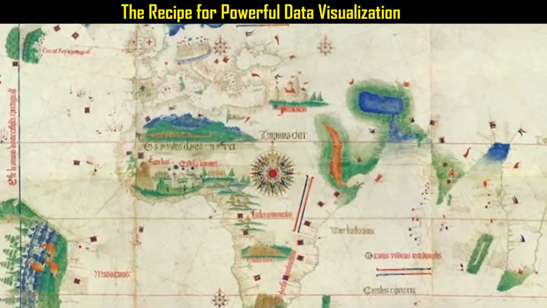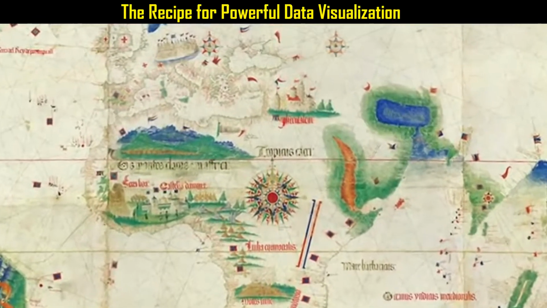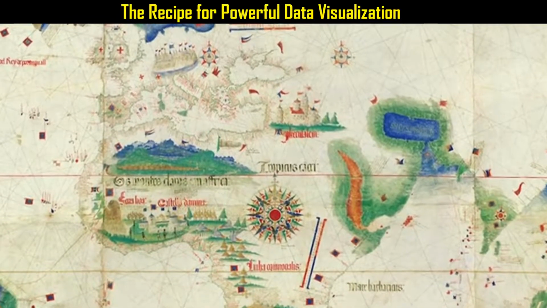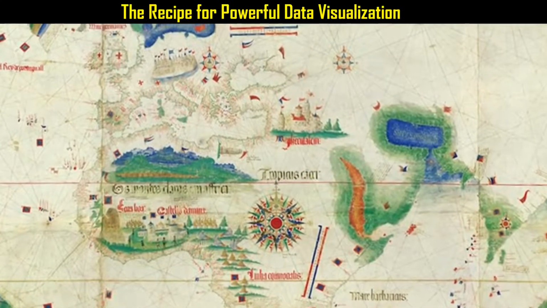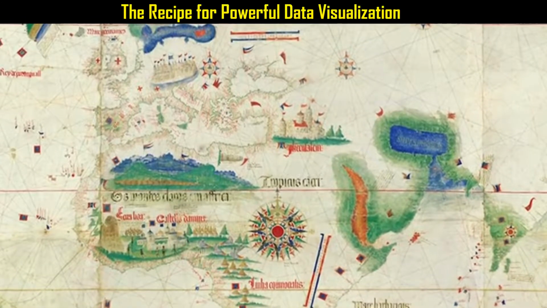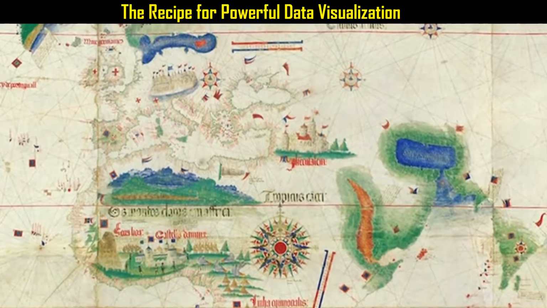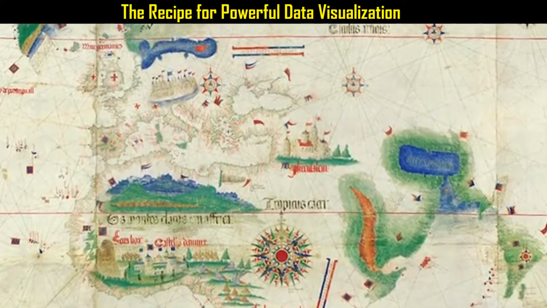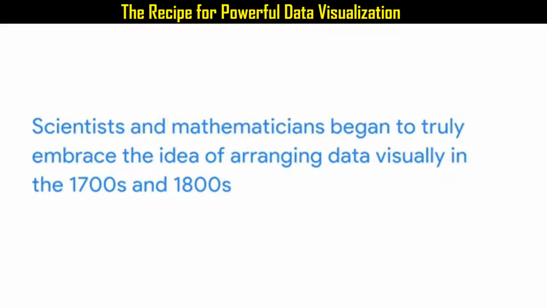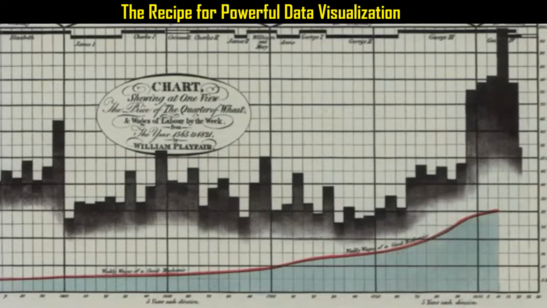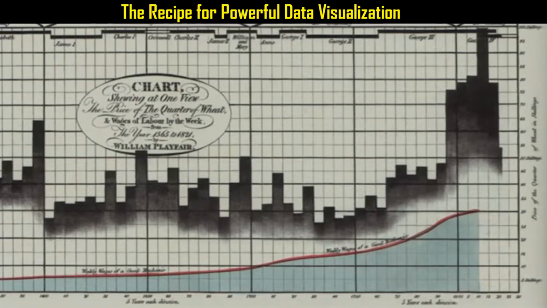Visualizing data began long ago with maps, which are the visual representation of geographic data. This map of the known world is from 1502. Map makers continued to improve their visualizations as new lands were charted. New data was collected about those locations, and new methods for visualizing the data were created. Scientists and mathematicians began to truly embrace the idea of arranging data visually in the 1700s and 1800s. This bar graph is from 1821, and it doesn't look too different from bar graphs that we see today.